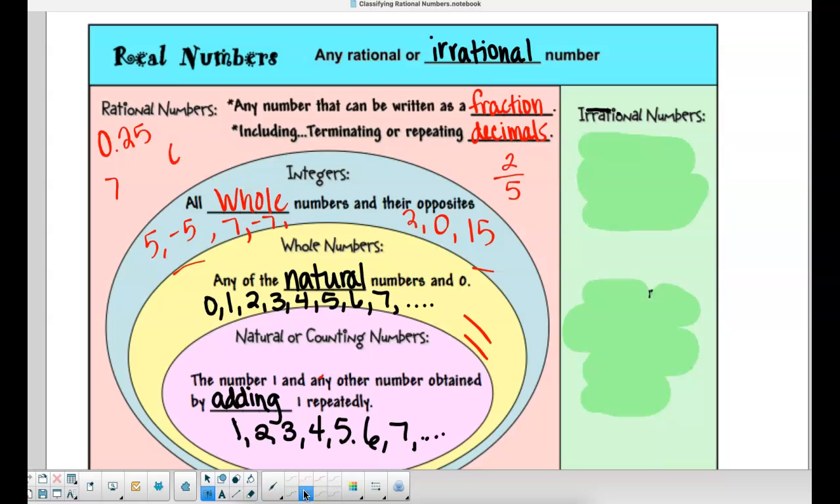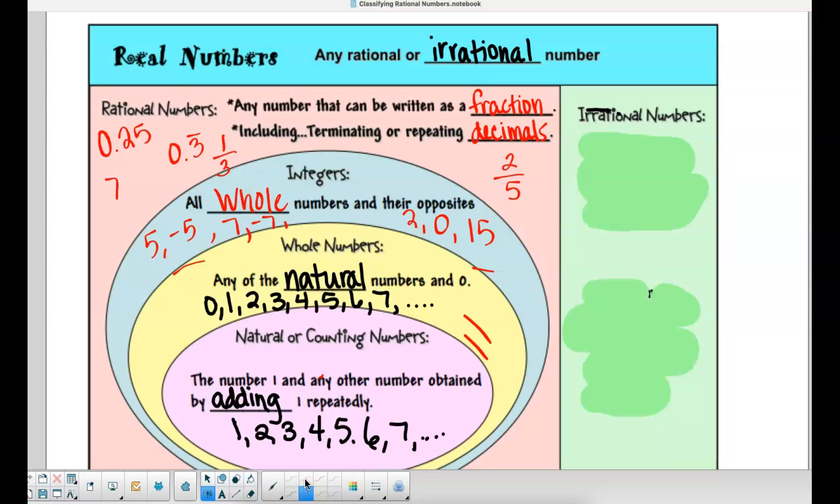Repeating decimals. 0.3 repeating. That would be a rational number because it's repeating. Okay? 0.3 repeating is also 1/3. So that's a rational number. Is 1/3 an integer? No. Integers are whole numbers.